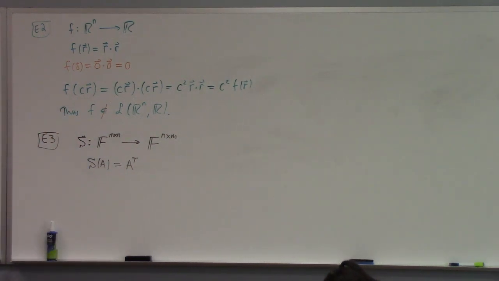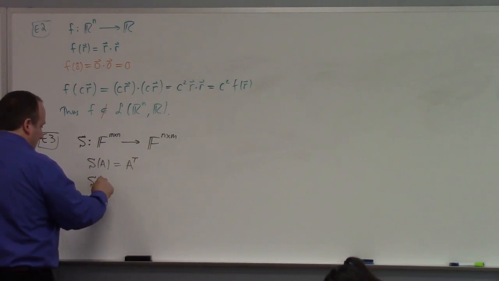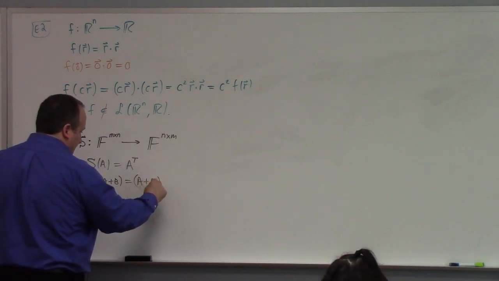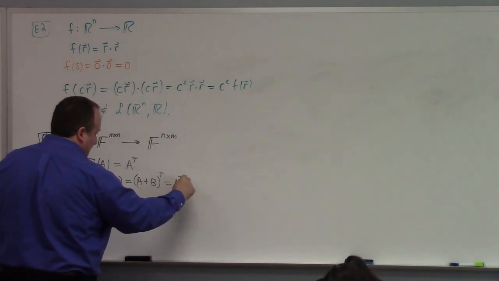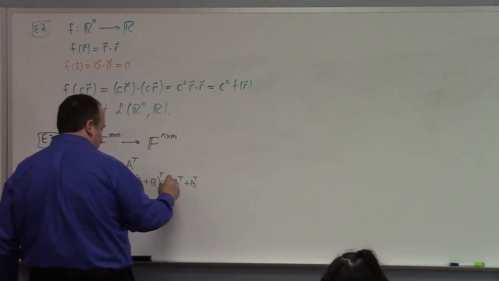That is a linear transformation because you guys proved the properties of the transpose, right? Which is to say that this is a linear transformation. I mean, we've got S of A plus B transpose, by properties of the transpose, A transpose plus B transpose. I'll throw a constant in here for good measure.